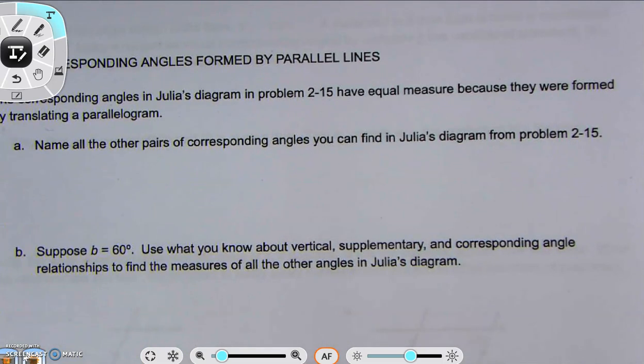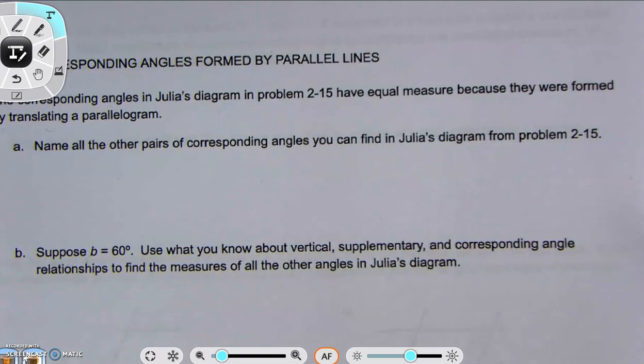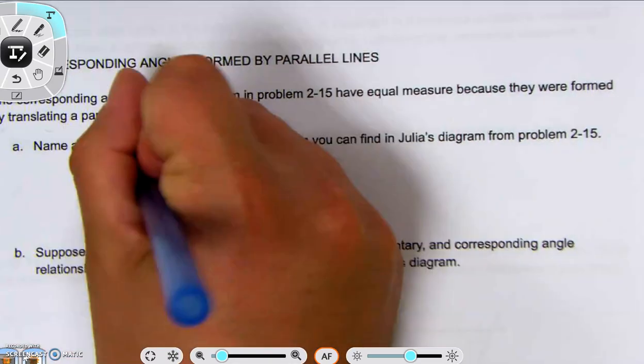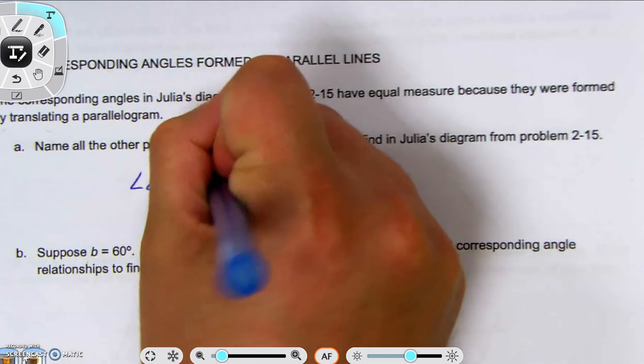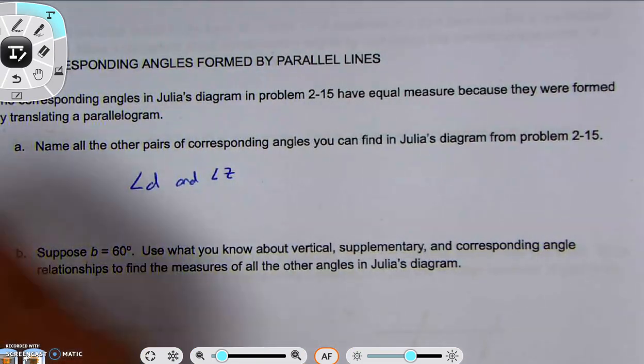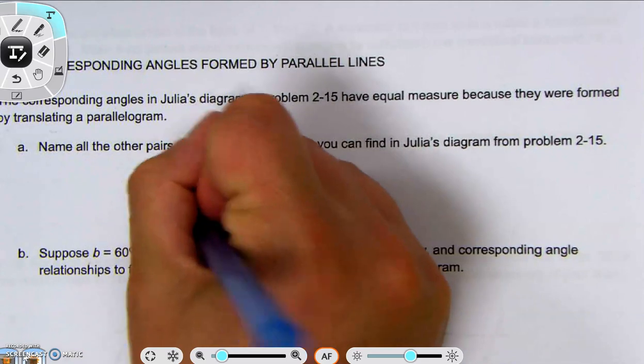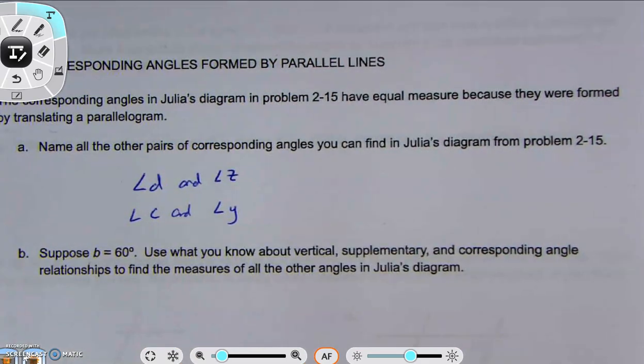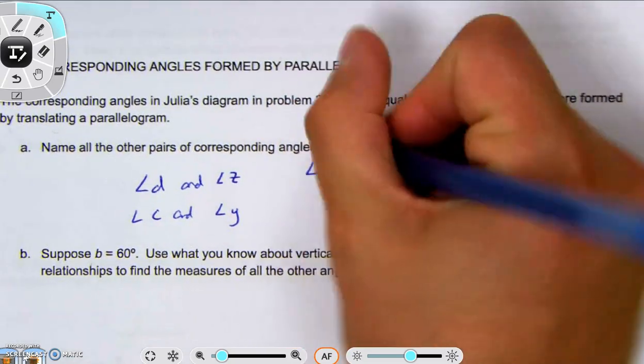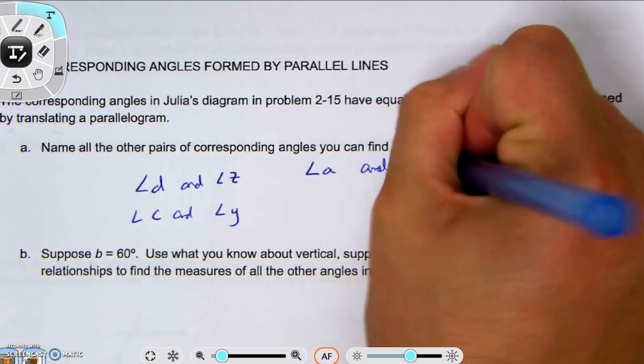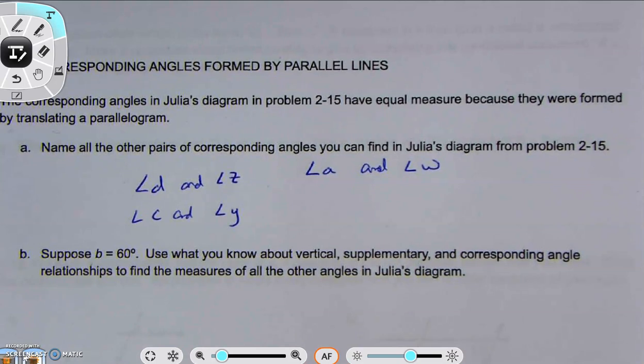So if we want to name all the other pairs, you're going to look at your paper while I'm naming these, but we already have B and X. Those are in the top right. We would also have angle D and angle Z. So angle D and angle Z are corresponding. We would also have angle C and angle Y are corresponding. And then our last set, besides B and X, we would have angle A and angle W. So those are going to be our sets of corresponding angles.